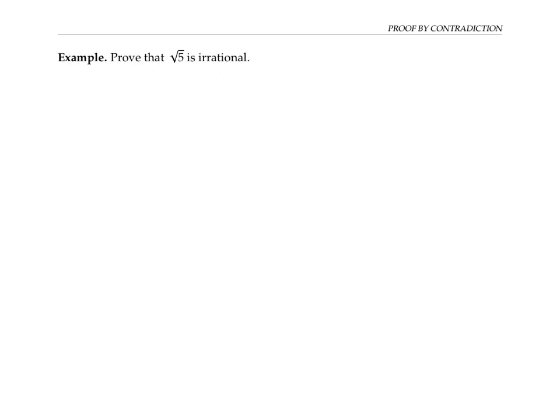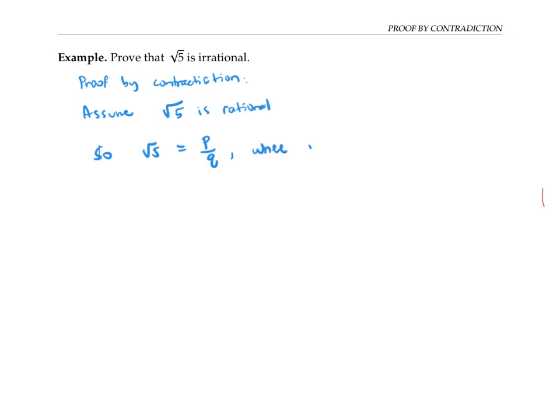For our first proof by contradiction, we're going to look at a variant of a classic proof. We're going to prove that the square root of 5 is irrational. So we're going to assume the opposite. We're going to assume the square root of 5 is rational. This means that the square root of 5 can be written as a ratio p over q, where p and q are integers with no common factors, and q is not equal to 0.